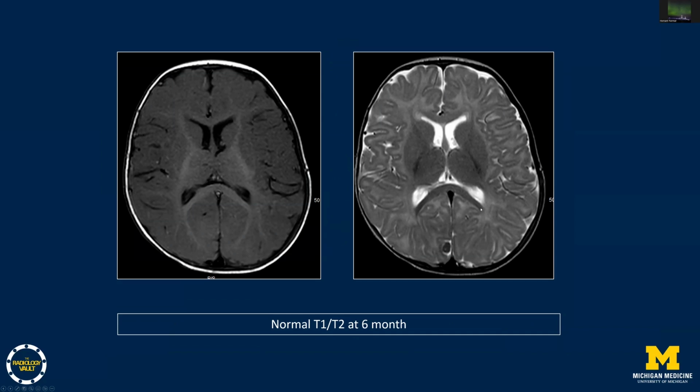On T2 weighted image, again, because it's one step behind, we see very well formed splenium of the corpus callosum, but there is no myelin yet in the genu of the corpus callosum.